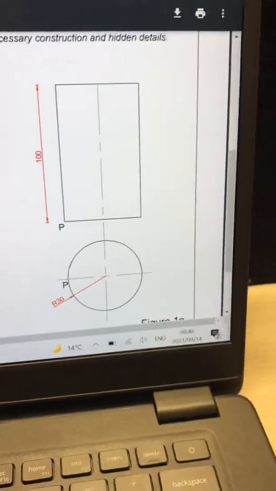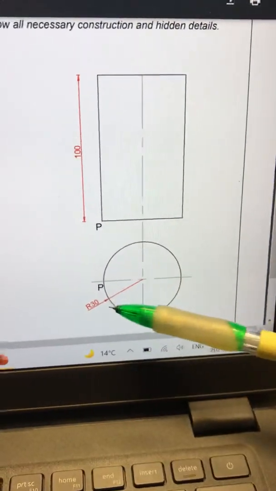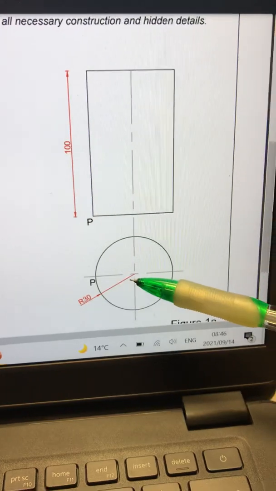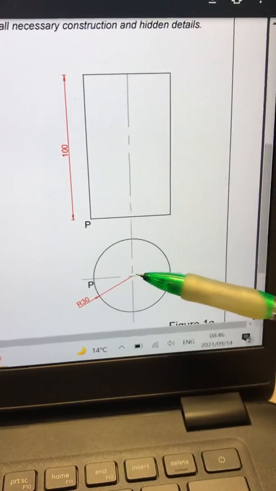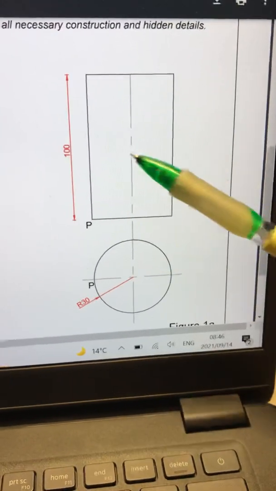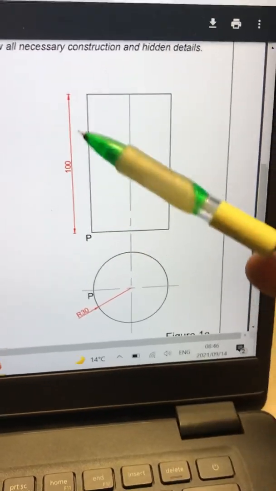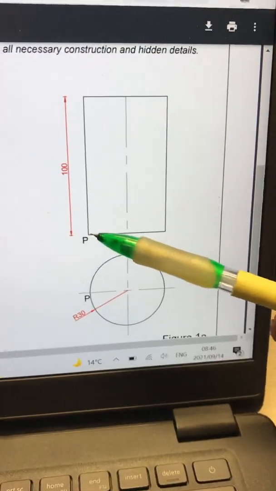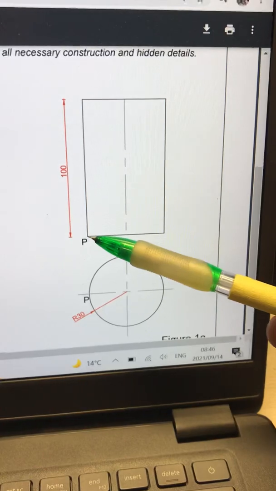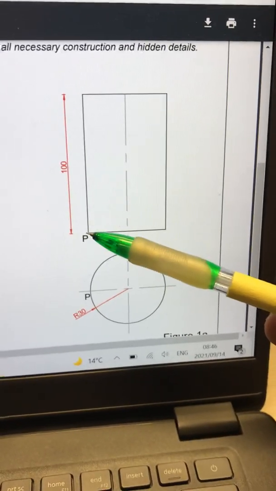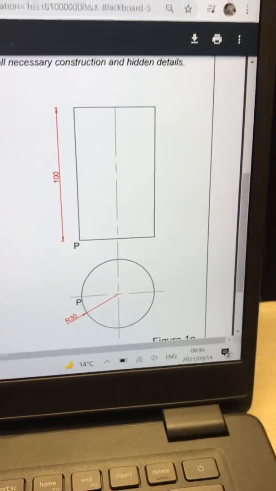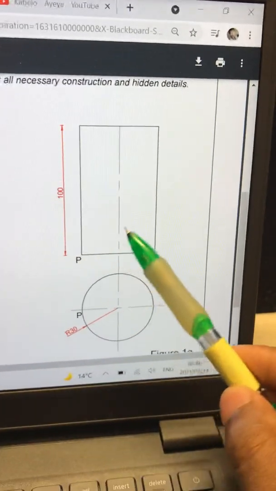So here's our question. We have our 30 radius from the top view. This is first angle, so this is the front view here. We have 100 millimeters of height. Then this is our starting point of the helix curve, meaning it's going to go this direction because it's right hand. Remember I said right hand, you use your right hand. So we are going this way.